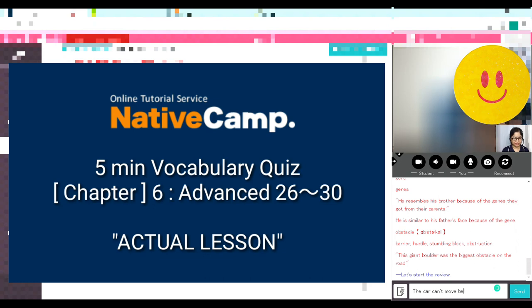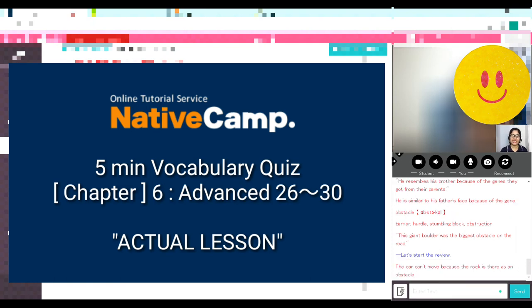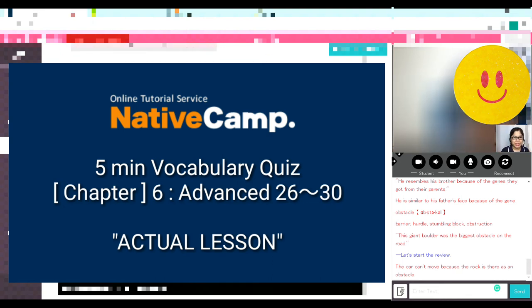The car can't move because of the rock. Can you please, we have to use the word or the vocabulary that we have learned? Okay. The car can't move because the rock is there as obstacle. One moment. Okay, very good. The car can't move because the rock is there as an obstacle. Very good. Okay, thank you. Now we're done for this word. Let's move on to the next word.